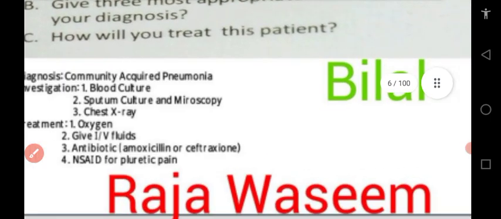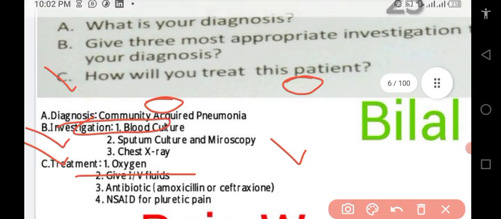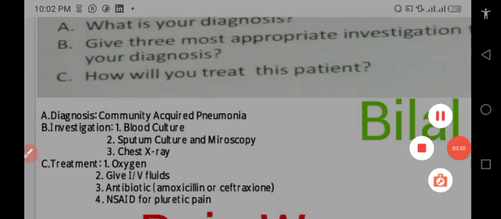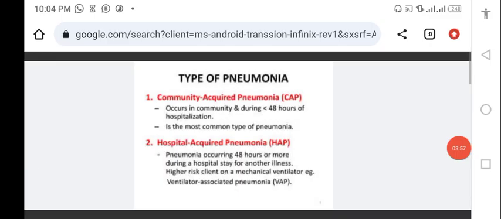So the diagnosis is community acquired pneumonia, and investigations are blood culture and sputum culture with chest X-ray. Now community acquired pneumonia treatment should be oxygen, IV fluids, antibiotics like amoxicillin and ceftriaxone, and NSAIDs should be given for pleuritic pain. So this is the diagnostic treatment for community acquired pneumonia. We will also look in depth at pneumonia, its types, and treatment.